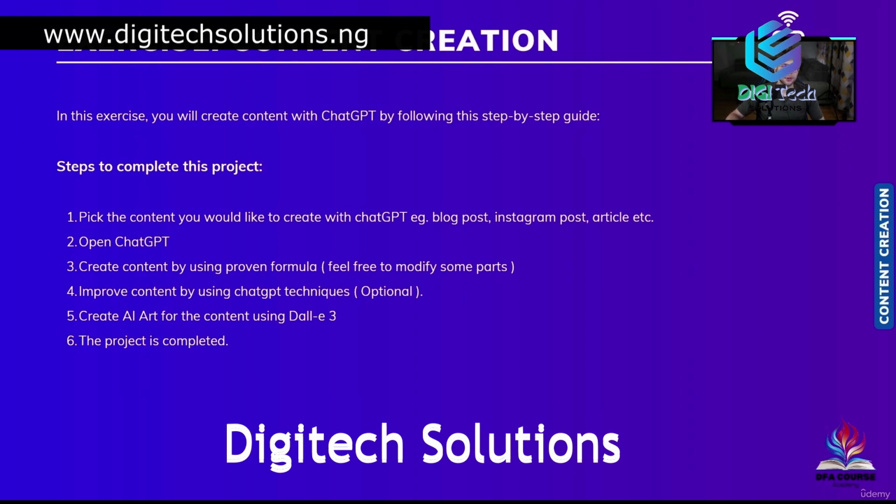So here we are using the methods to actually enhance our content. The step number 5 is to create AI art for the content using DALL-E 3. So we are creating the images that we can later on insert in our content, use for the article or social media post. And after that, the project is completed. So here we've got these simple 6 steps. And if you would like, you can download this file and the resources of this material.